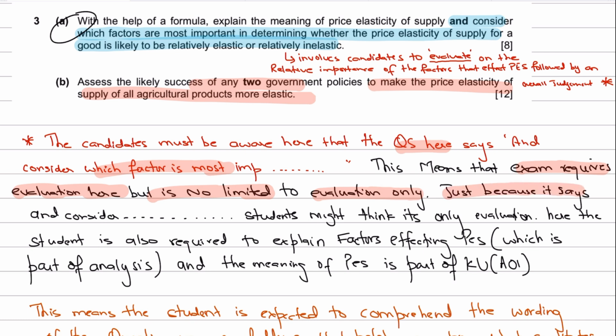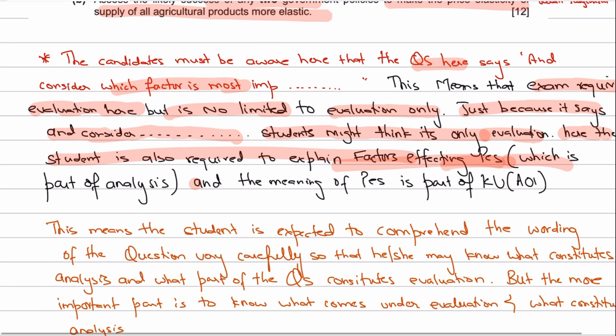Just because it says consider whether which factor is most important, students might think that it's only evaluation here. But I said no, there's analysis as well. Analysis about the factors affecting elasticity, explaining them in detail, what factors are affecting elasticity. That is part of analysis. And then evaluating those factors, which is more important. Here, the student is also required to explain what the factors affecting PES are, and the fact that you talk about the meaning and the formulas, that would be assessment objective 1.